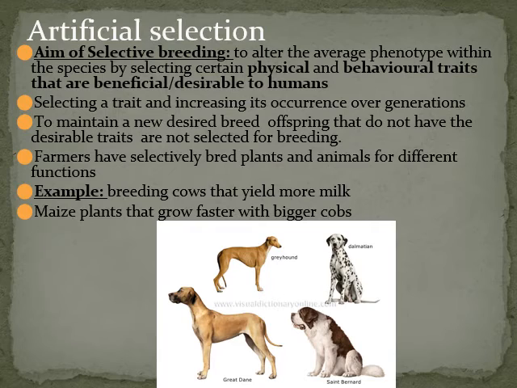Now, the 4 dogs on the screen are all the same species, but they look very different. Different sizes, different fur colors, different fur textures and length. Even their behavior is different. Their temperaments are different. But what humans have done is we have selectively bred dogs in order to produce different characteristics.